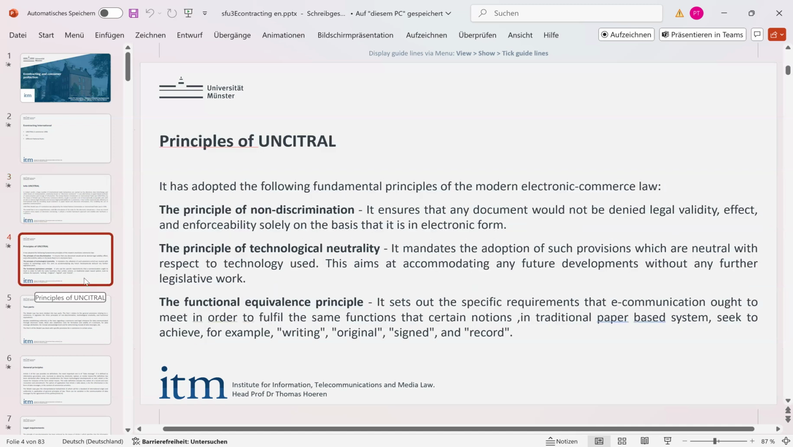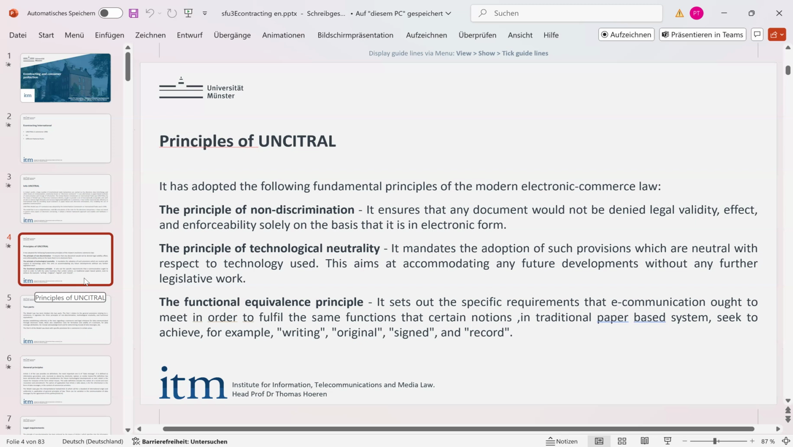and the principles of UNCITRAL are always the same. The principle of non-discrimination, that means any document cannot be denied legal validity solely on the basis that it is electronic. So it's not allowed to say you need paper, and if you don't use paper, it's not accepted.